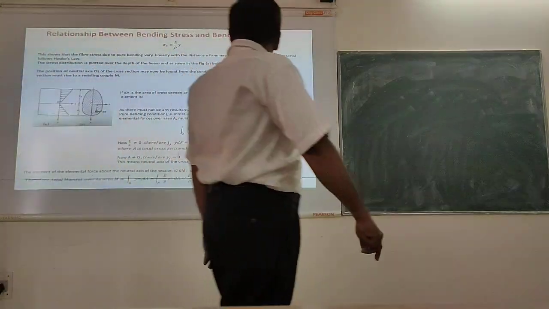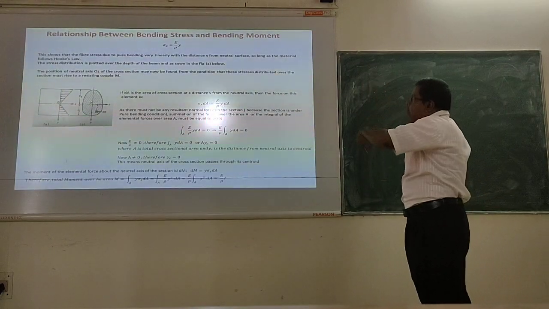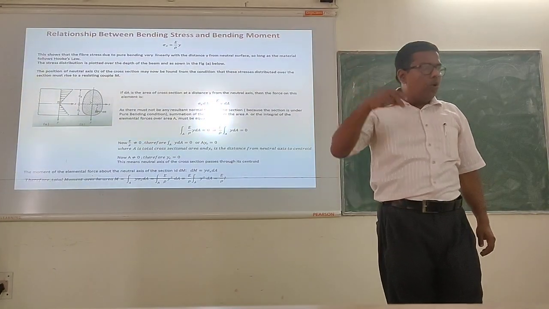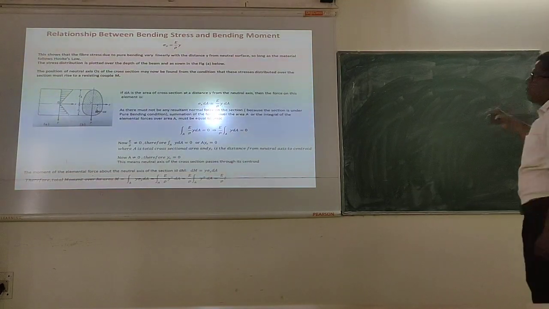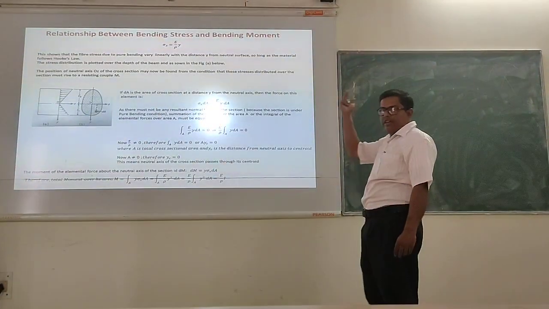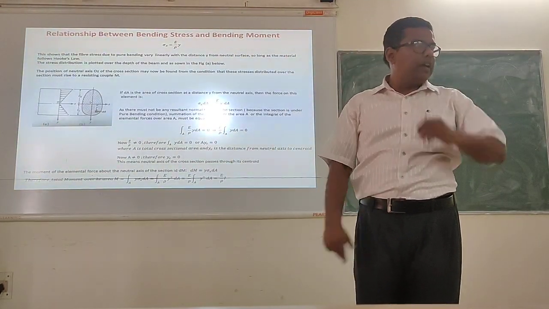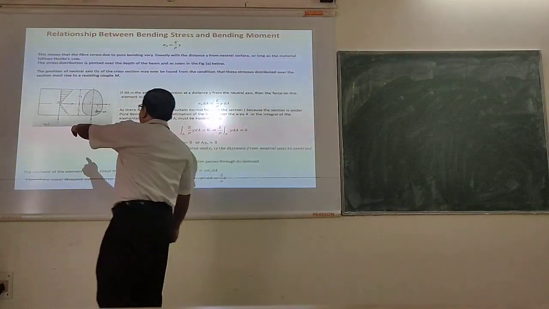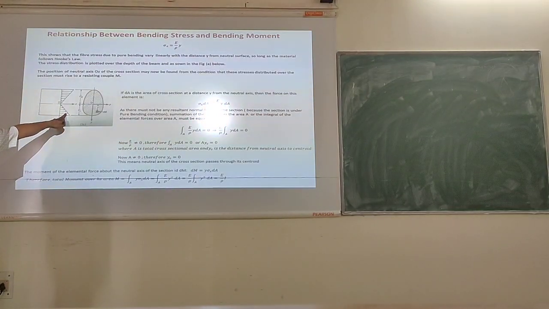So you see, we have seen that it obeys Hooke's law, and sigma x is E by rho into y. E by rho is the constant part and y is the varying part. Because of that, we have seen that bending stress varies linearly from the top to the neutral axis position and from the bottom to the neutral axis position. That's why we get a triangular stress distribution like this. Yes, in the previous class we have discussed this.